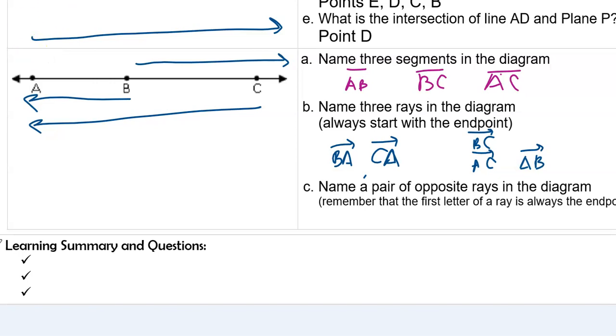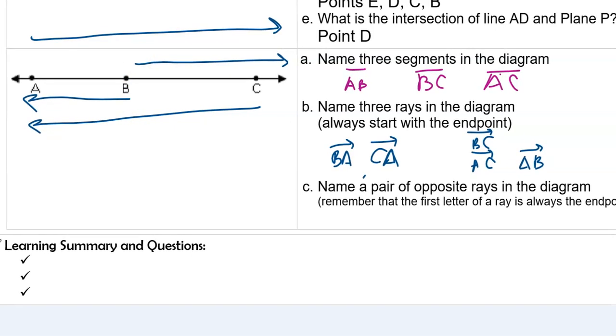Our final question asks us to name a pair of opposite rays in the diagram. Remember, opposite rays need to share the same endpoint. So out of the 4 rays that we drew, which ones share the same endpoint? Exactly, the ones that start at point B. So they start at point B. So we could name rays BA and BC. And remember, we always start with our endpoint.